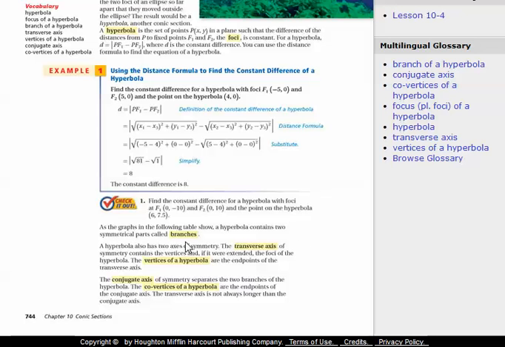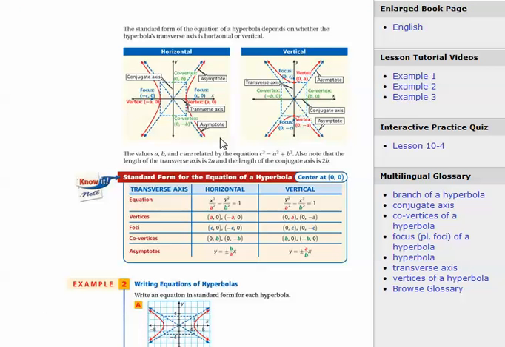When we break these things apart, we call them branches. There are 2 branches of a hyperbola. A couple of other terms here: transverse axis, vertices of a hyperbola, conjugate axis, covertices of a hyperbola. We'll talk about what those are in some examples that we look at. Now again, this can be a little bit overwhelming and maybe a little bit confusing, so try to really just take a look at this stuff and then look at some of the examples, and I'll try to give you a few hints as we go.